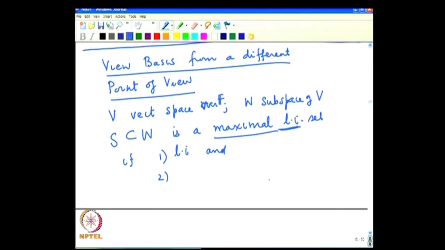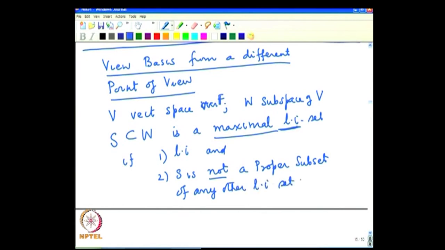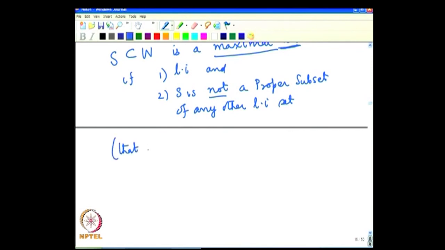What does maximal mean? It means that you cannot embed it in any other bigger linearly independent set. That is, S is not a proper subset of any other linearly independent set. We can state it also like this: if S is a proper subset of S 1, which is of course in W, then S 1 cannot be linearly independent, that means S 1 is linearly dependent. So, any set which encompasses S in W must be linearly dependent. The moment you try to make it bigger, it loses linear independence.